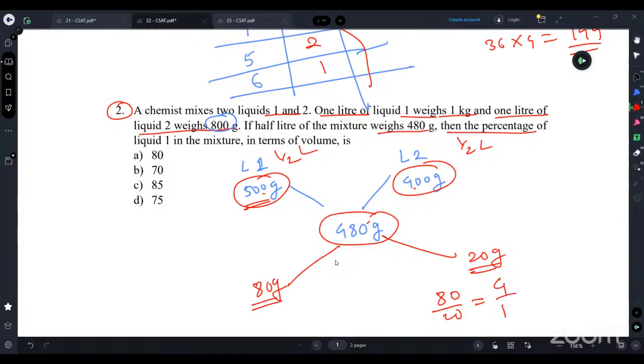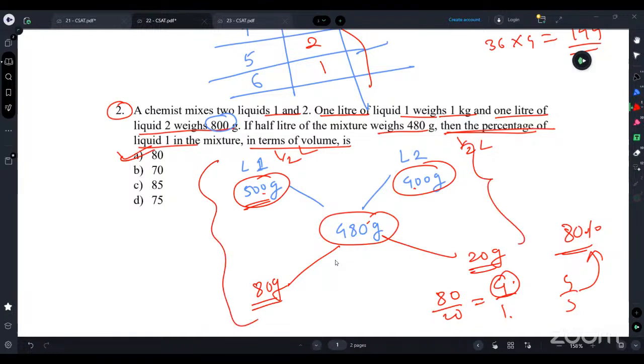Okay. Now what we want to find out? The percentage of liquid 1 in mixture in terms of volume. So you have, in case of 5 liters, basically 4 liters of liquid 1 and 1 liter of liquid 2. Now in this case, it is basically 80% for liquid 1 because 4 out of 5 will be 80%. So 80% will be answer here, option A. So this method is basically called as allegation method. You can use this method to solve question easily, right?